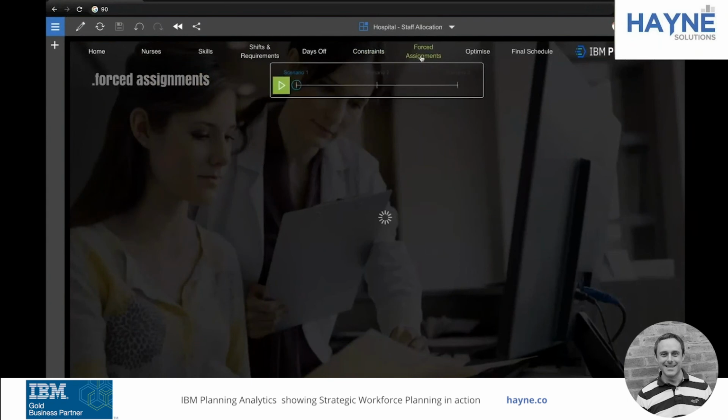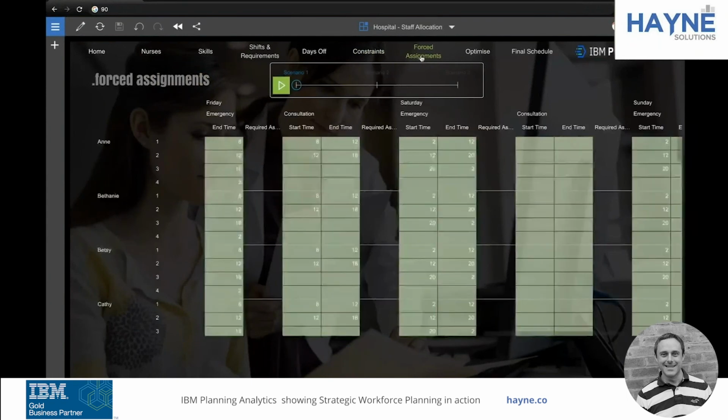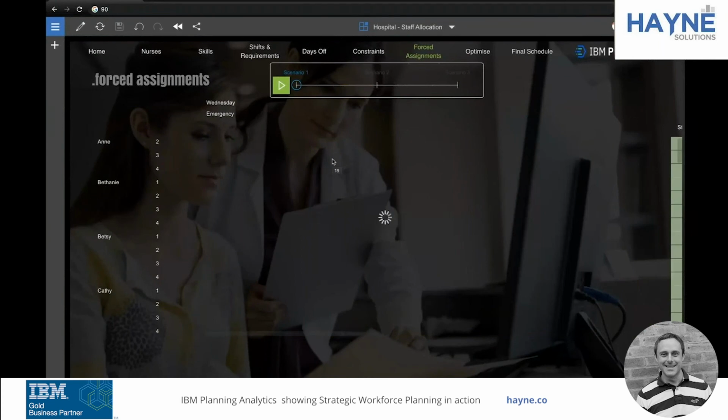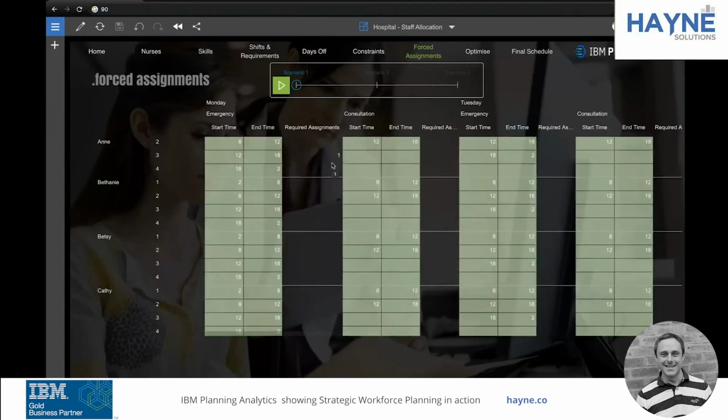Then we're going to look at some forced assignments. So this is where the person running the strategic workforce plan can specify where certain nurses would like shifts. And then when we run the process to plan our workforce, it will take this information into consideration when it is allocating the staff their shifts.